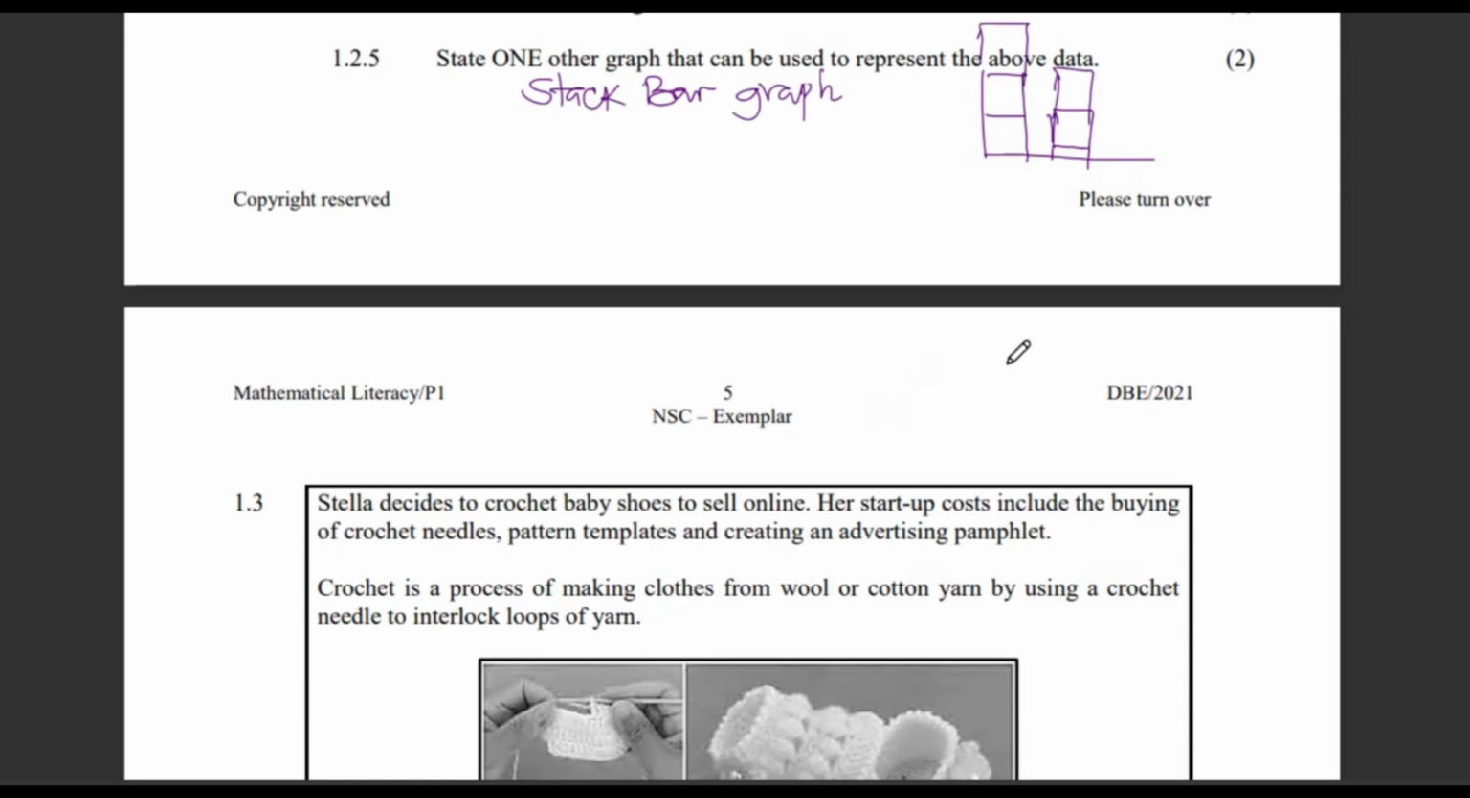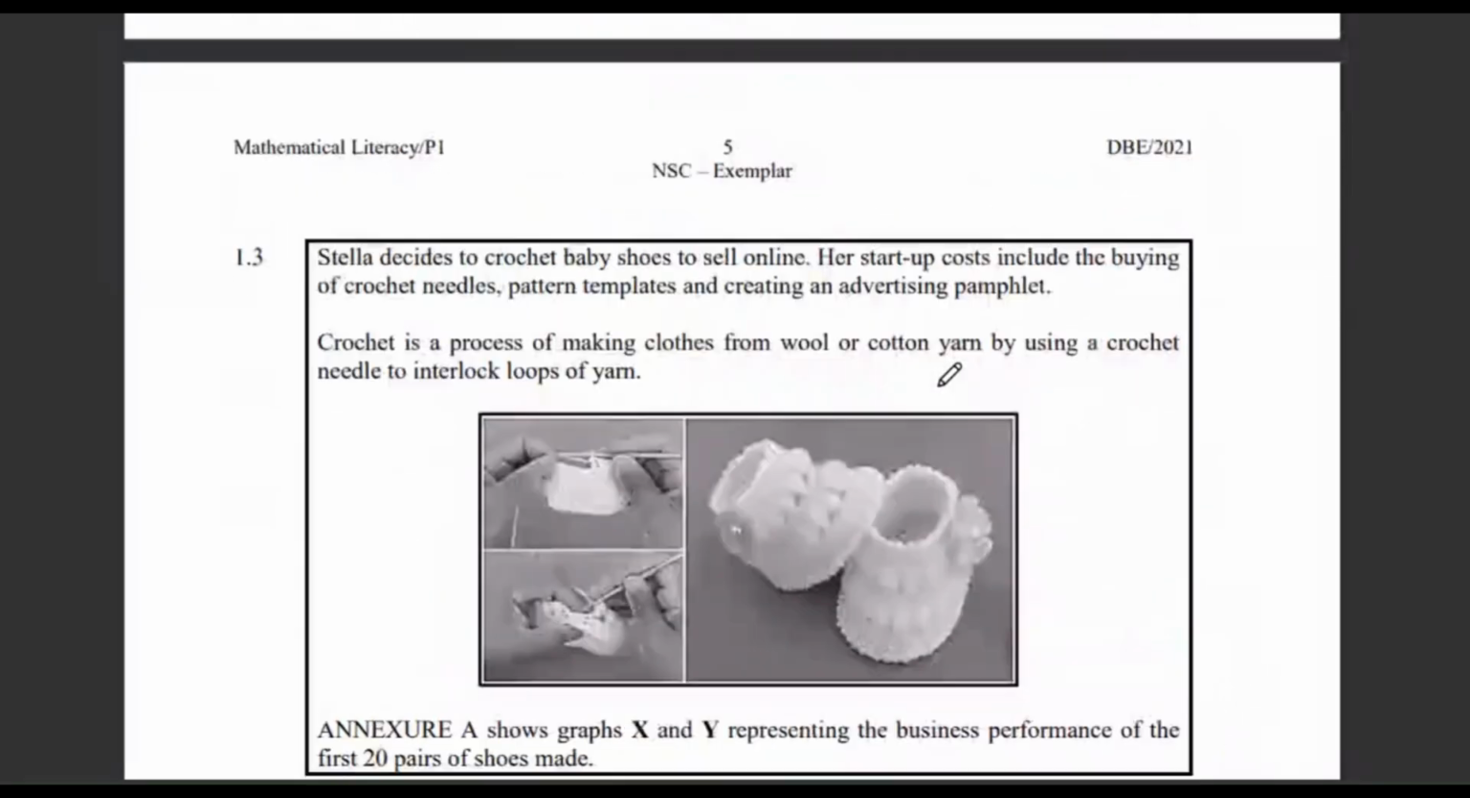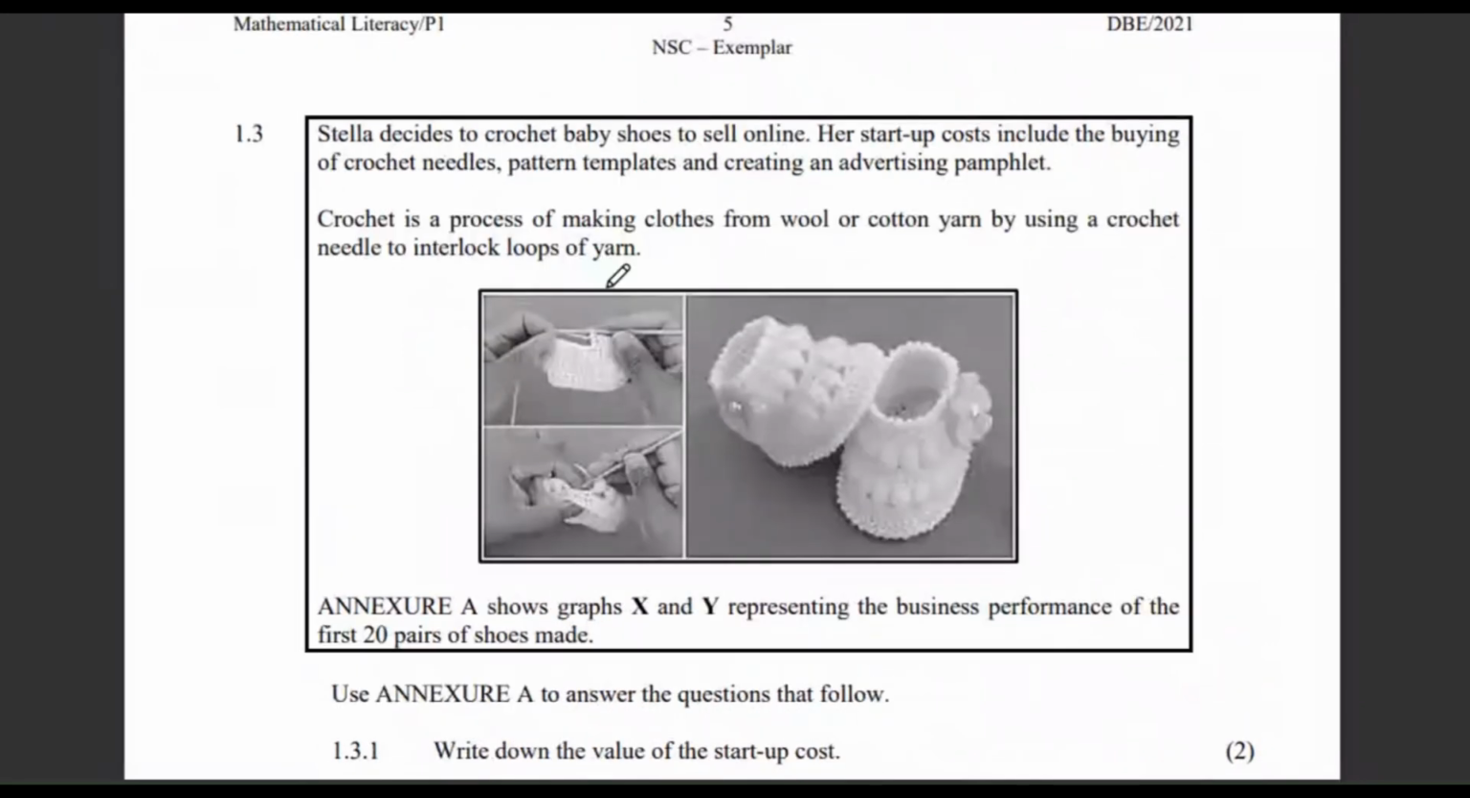Right. Look at question number 1.3. 1.3 looks at what we call income and expenditure.